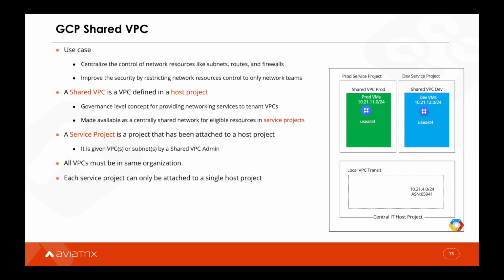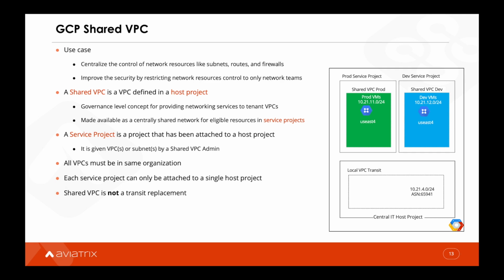The requirement is that all these VPCs must be in the same organization. So you cannot share these VPCs across multiple organizations. And one service project can only be attached to a single host project. So you cannot have a situation where this service project is attached to the central IT host project, and the same can also be attached to another host project.